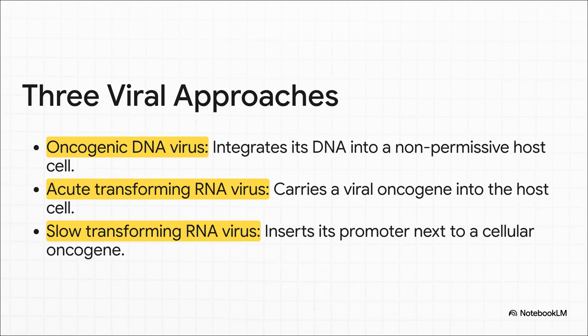The second type is the acute transforming RNA virus. This one is like a Trojan horse. It comes pre-packaged with its own cancer-causing gene, called a viral oncogene, and it just delivers it straight into the cell, causing really rapid transformation.